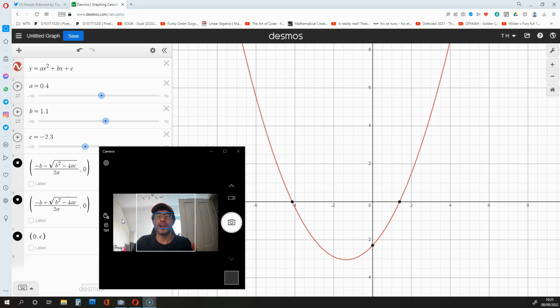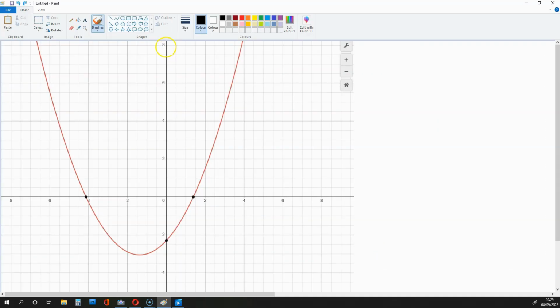Hello, in this video I'm going to be showing you how to find the x and y intercepts of an equation of the form y equals ax squared plus bx plus c. So let's say this over here is the y-axis and this over here is the x-axis. Let's call this equation, or this graph, y equals ax squared plus bx plus c.